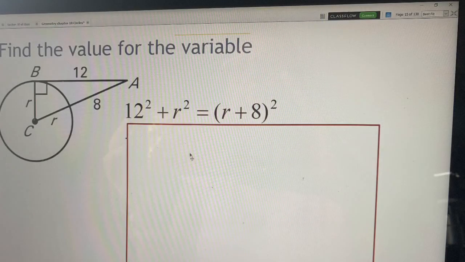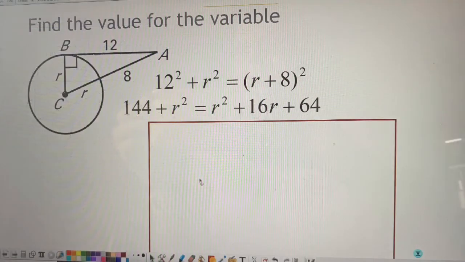So when we set it up, we know that we have a squared plus b squared equals c squared. Well, we have 12 squared plus r squared, but our c squared is the quantity of r plus 8 squared. So now we have to take r plus 8 times r plus 8. So what that gives me is r squared plus 16r plus 64.